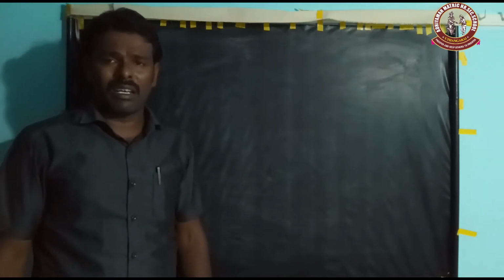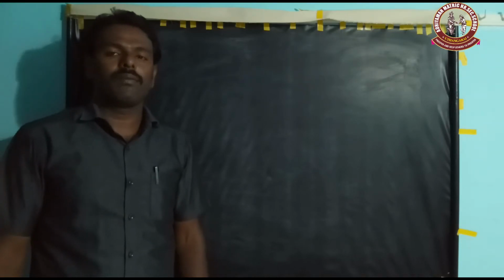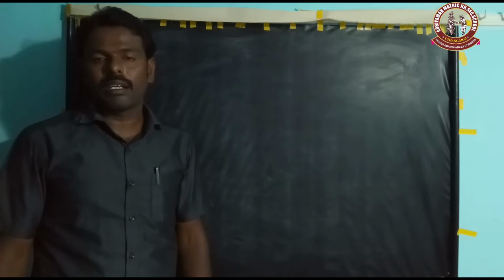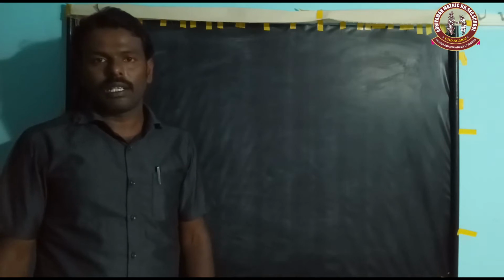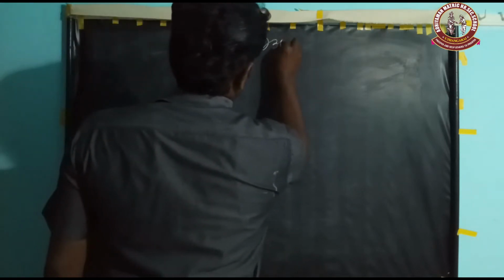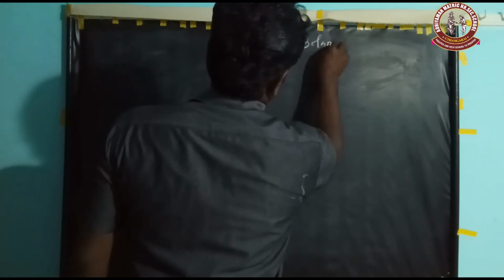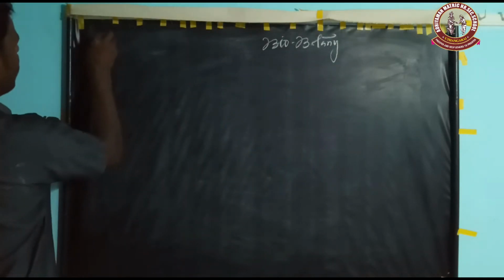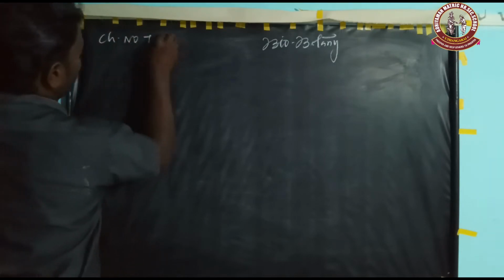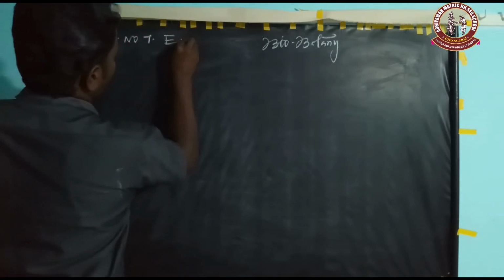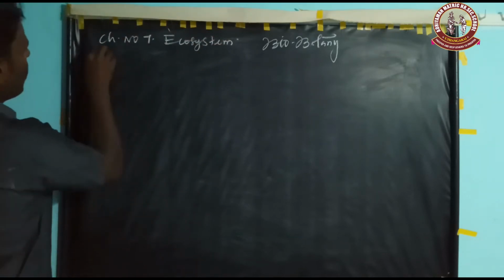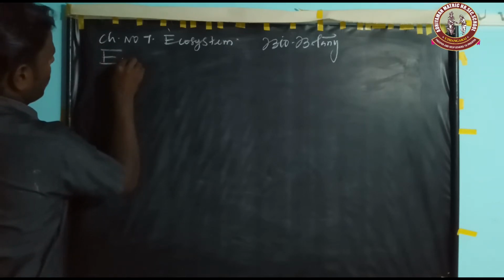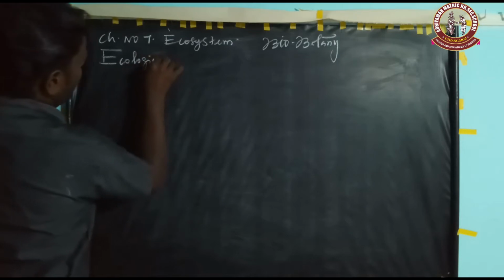In these videos, we are going to learn about 12th Bio-Botany, Unit 9, Plant Ecology, under Chapter 7, Ecosystem. Ecosystem. So now we are going to discuss the ecological pyramid.